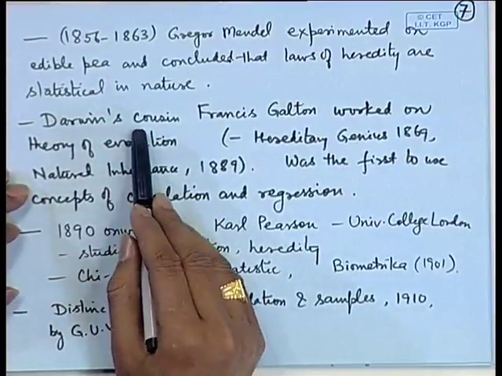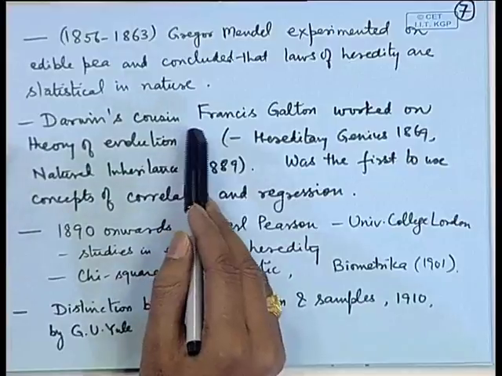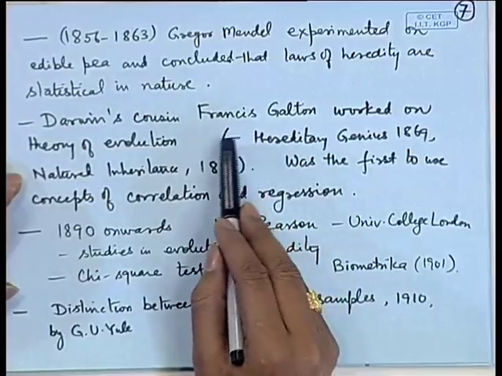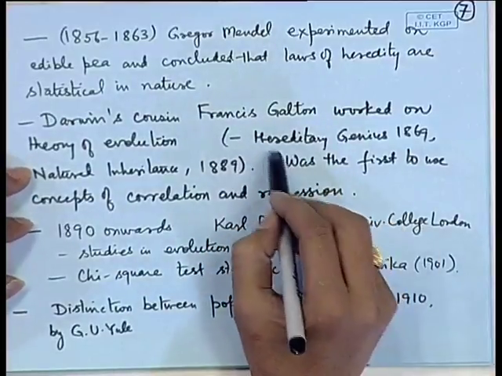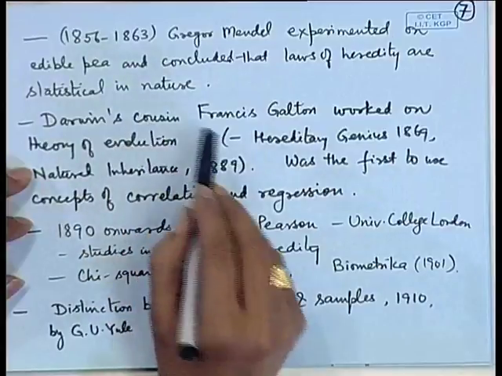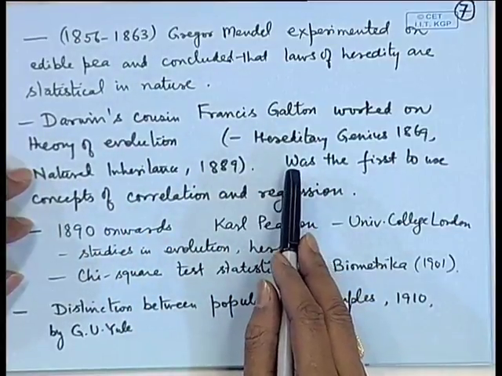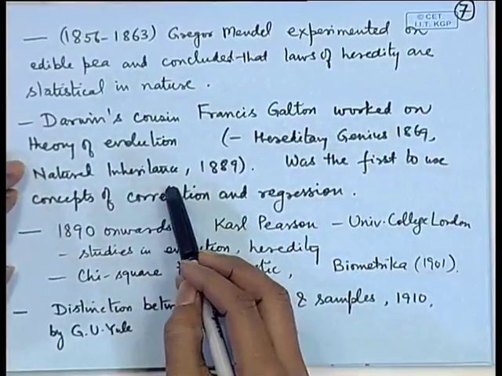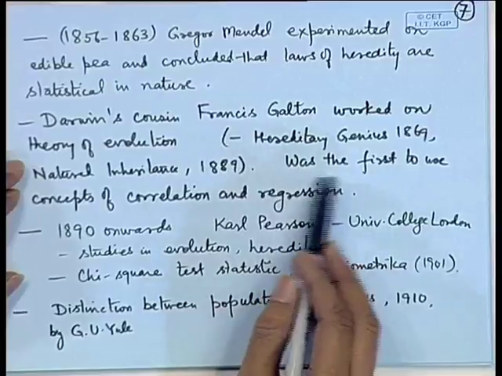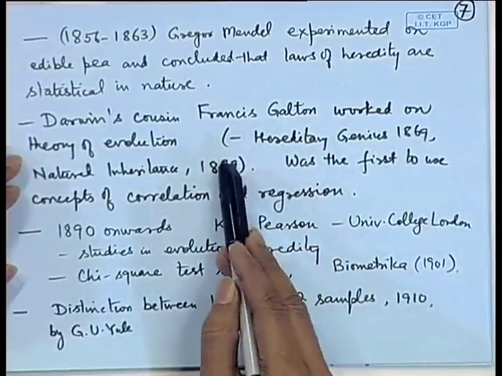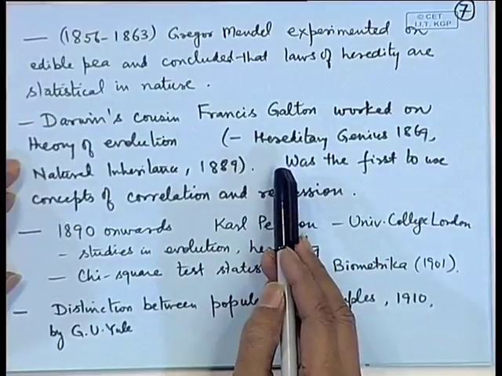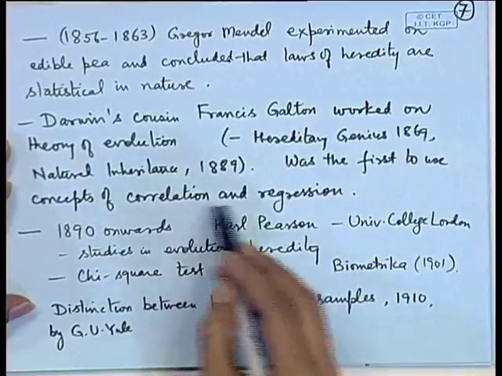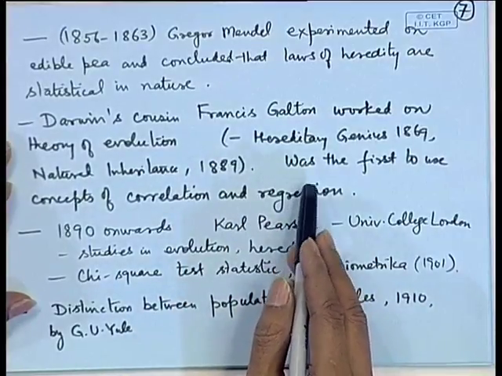Influenced by Darwin's theory of evolution, a lot of people started studying the laws of heredity, and one of the famous works on that is by Francis Galton, who happened to be a cousin of Darwin. He worked on the theory of evolution, and his treatises Hereditary Genius came in 1869 and Natural Inheritance in 1889. He observed that many of these hereditary laws are actually statistical in nature, and therefore he introduced the concepts of correlation and regression in his studies.